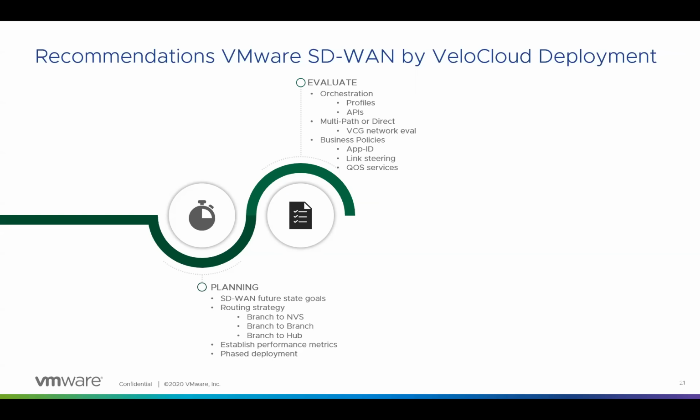So we started to look at which traffic we should send direct straight out to the internet and which traffic we should send multipath. And of that traffic being sent multipath, how are we verifying that we're getting that acceleration? We did that through the use of business policies.